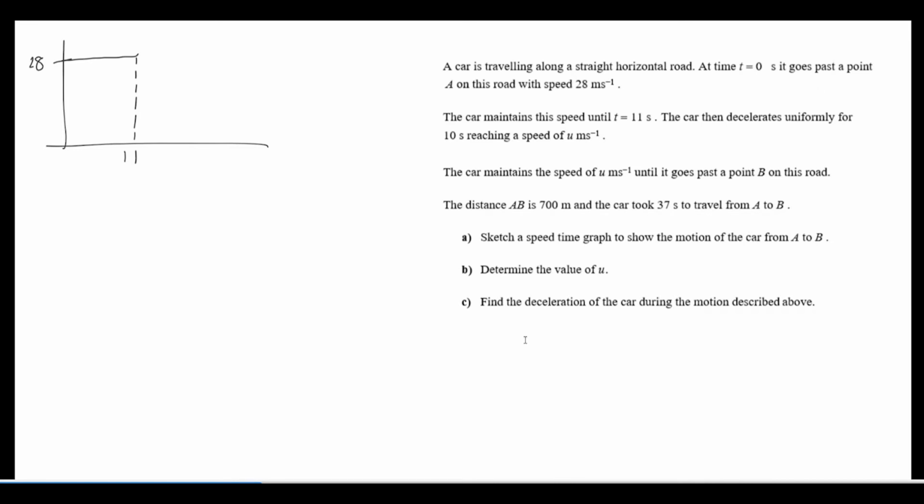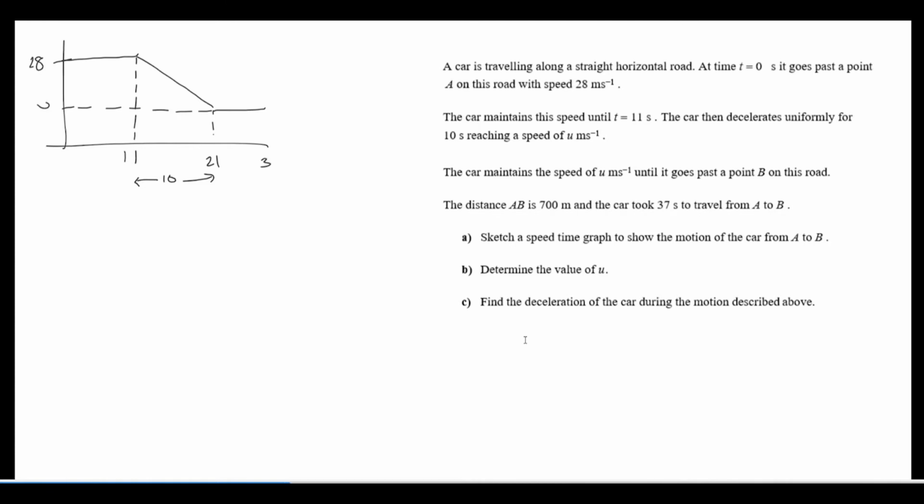Okay, after that, we're looking for some decelerations. That's going to be a negative gradient, so a diagonal line should be drawn from here. And that deceleration occurred over a 10-second interval. So we're now 21 seconds into the journey. It decelerates from 28 down to a speed of u. So I can just mark this off on the vertical axis.